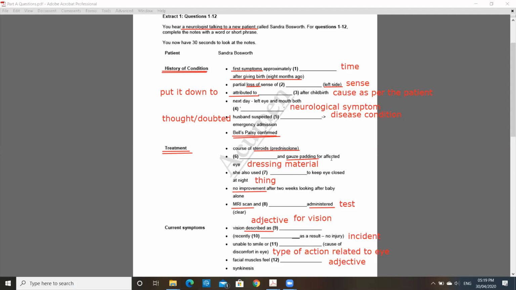Now what I'm going to do is play the audio for this extract, and I want all of you to write your answers on a piece of paper. It's okay if you don't type in. I'll later bring the answers on screen and you can then compare your answers with the correct answers. So I'm going to play the audio now.